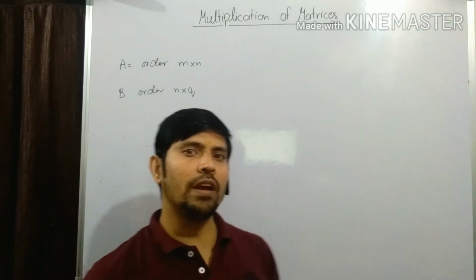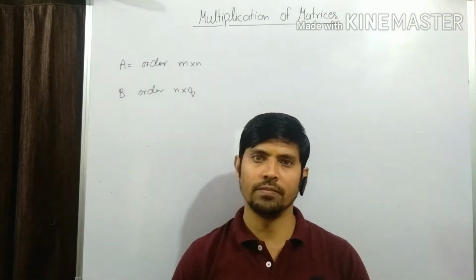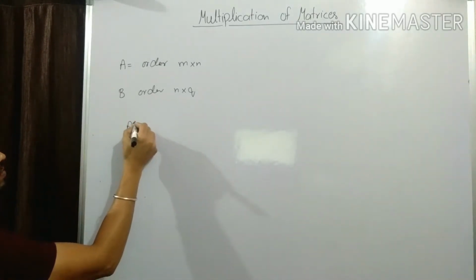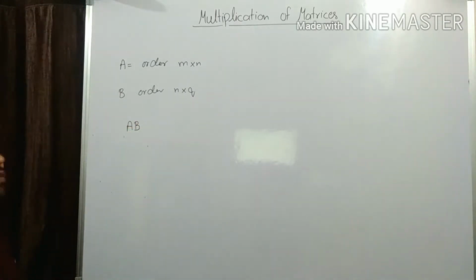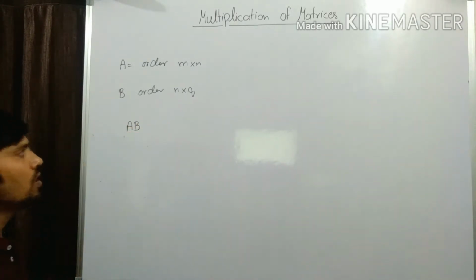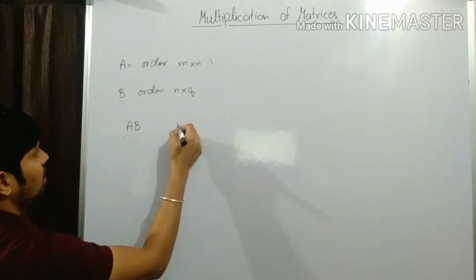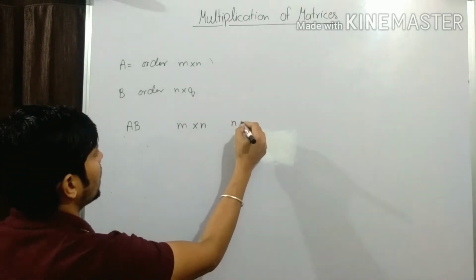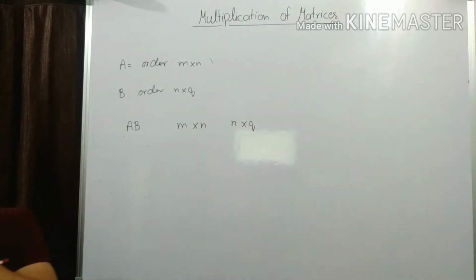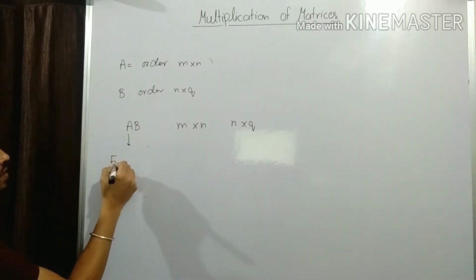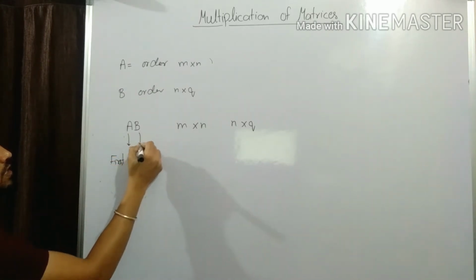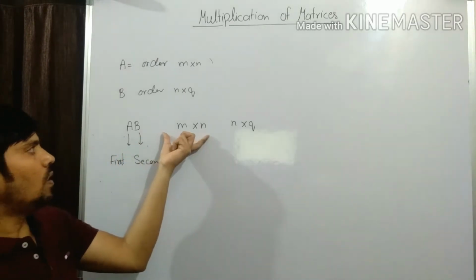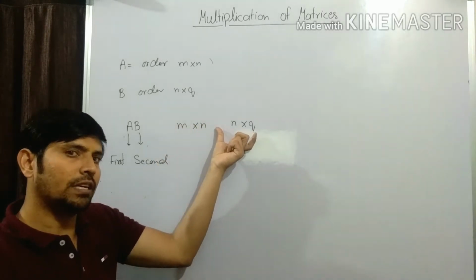So firstly we have to check whether the multiplication is possible or not. How can we check? Here we are going to find the product of A and B. Then we have to check whether A into B is possible or not. First of all, we will write the order of A, m cross n, and then the order of B, n cross q. Here A is the first matrix, and this is the second. So we have written the order of the first matrix, then the order of the second matrix.